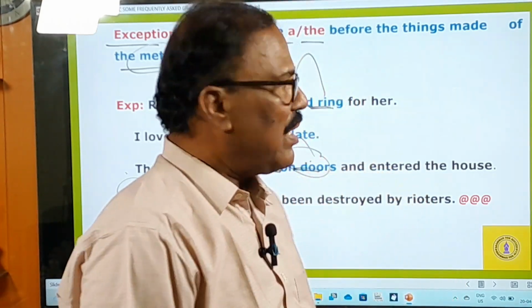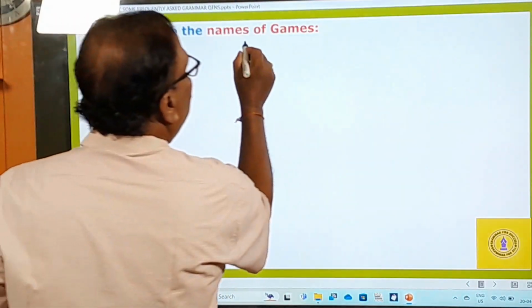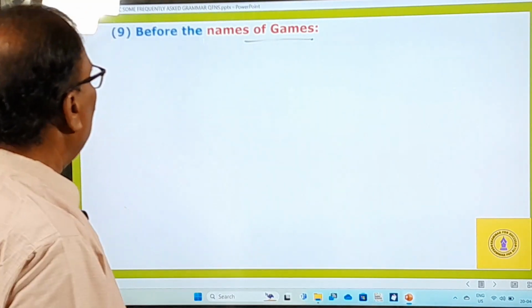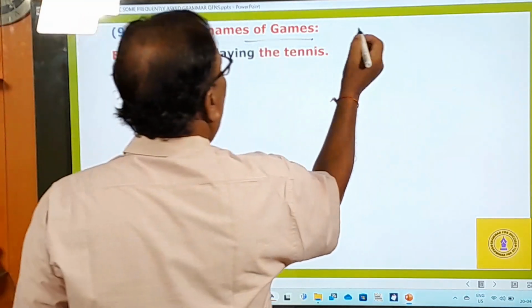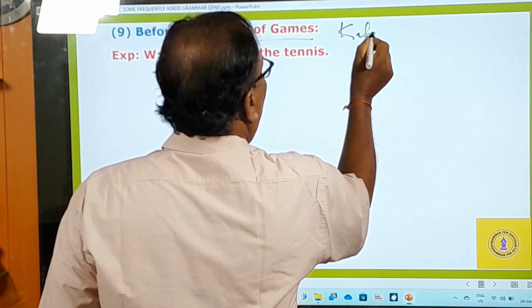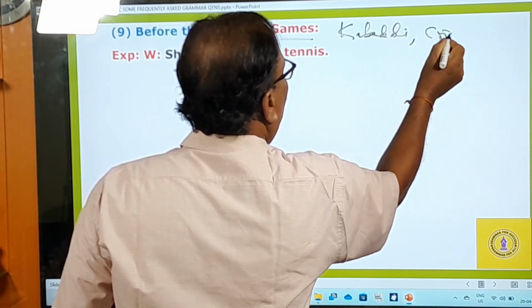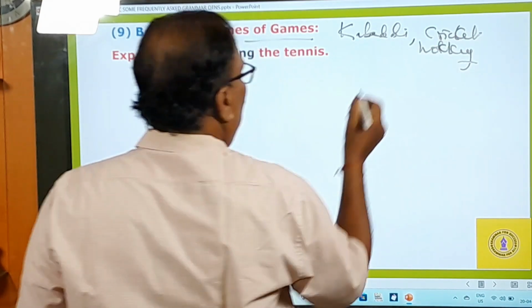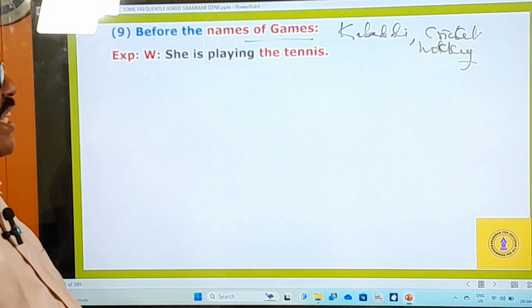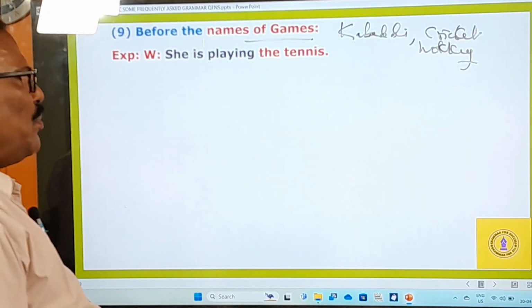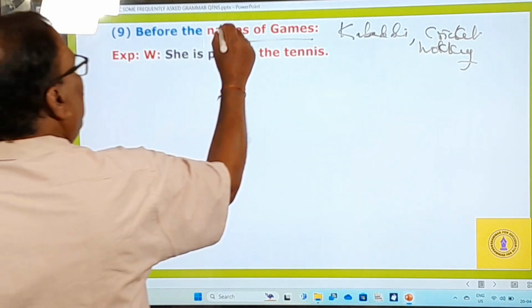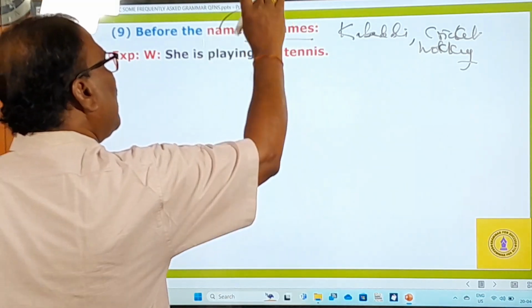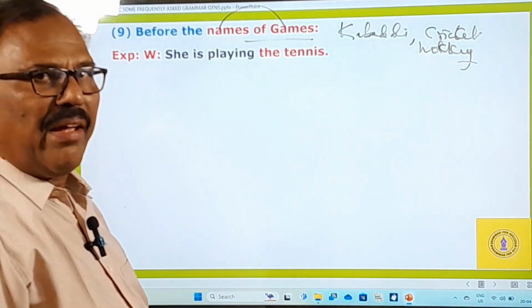Now let's move on to learn other things. Ninth one, before the names of games, we should not use any article, right? Games means kabaddi, cricket, hockey, badminton. Many games are there: kabaddi, cricket, hockey, football. So these are all the names of games. Before the names of games, we should not use any article, because using an article before the names of games is a grammatical error.